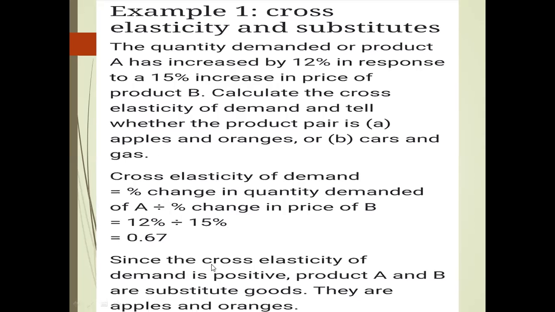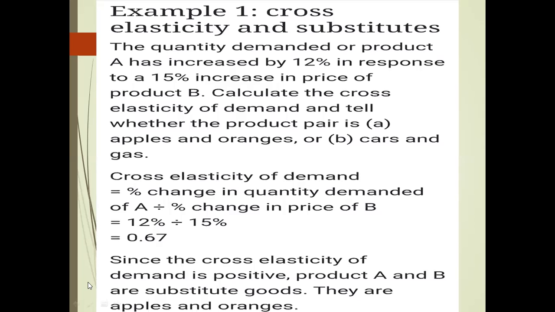So just now I was showing you, when the cross elasticity of demand is coming positive, what is the meaning of that? It means that these products are substitutes. It means the pair apples and oranges fits with this question. Suppose this answer was coming negative, with a negative sign in front. It means they are complementary products. So car and gas should be the answer.